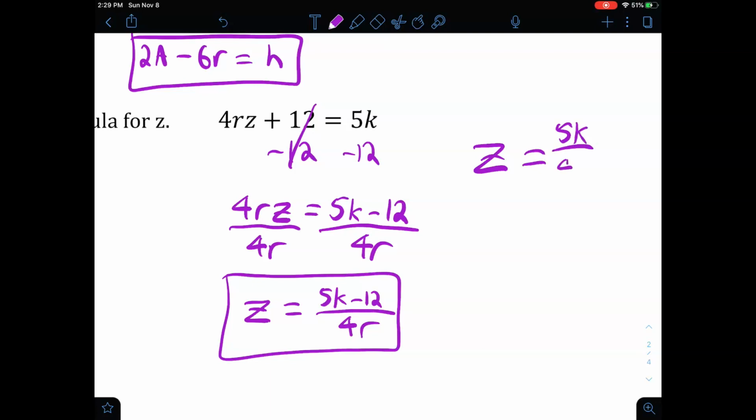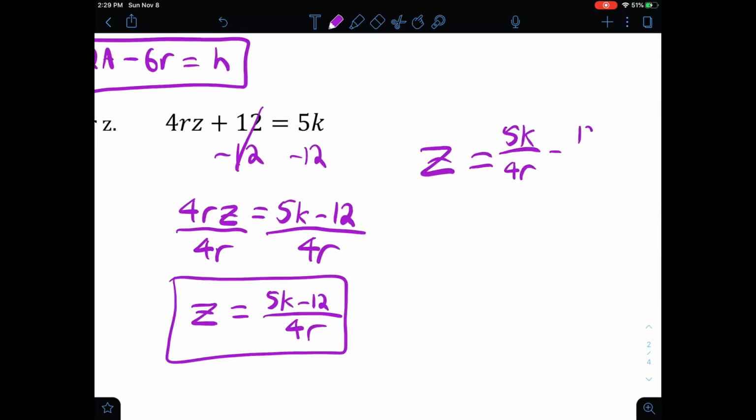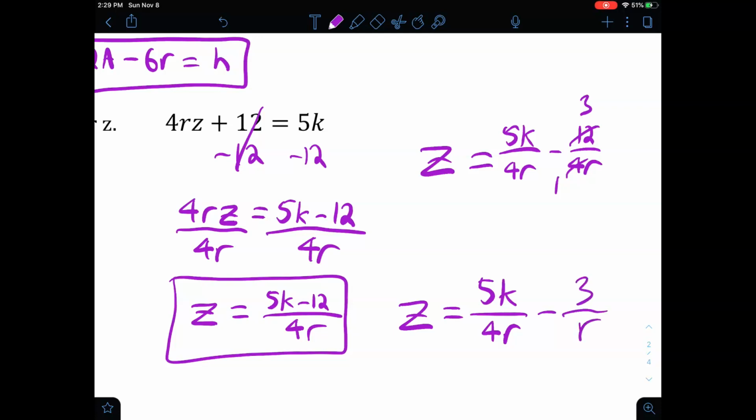So z equals 5k over 4r minus 12 over 4r. Okay, and then 5k divided by 4r, we can't divide those because 5 doesn't go into 4. But 12 and 4, what number goes into 12 and 4 nicely? 4 goes into both of those, right? So we have 5k over 4r minus 12. So 12 divided by 4 is 3. 4 divided by 4 is 1. So our final answer is going to be 3 over r.